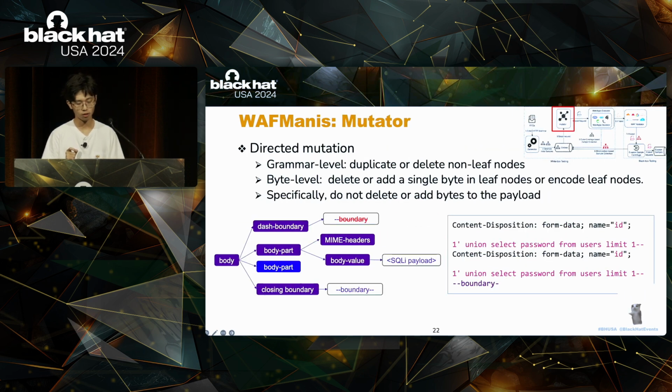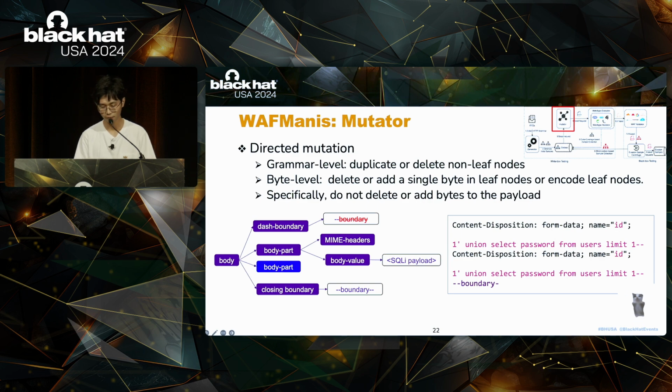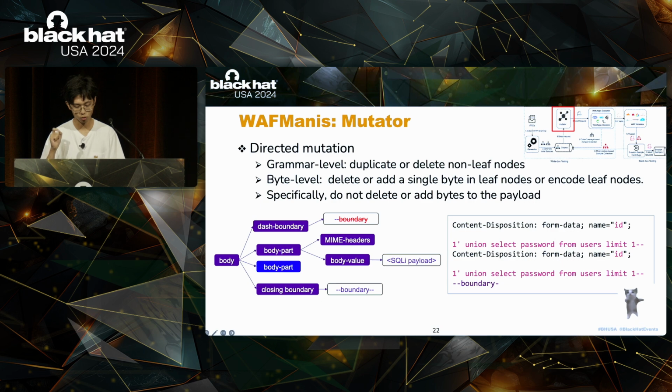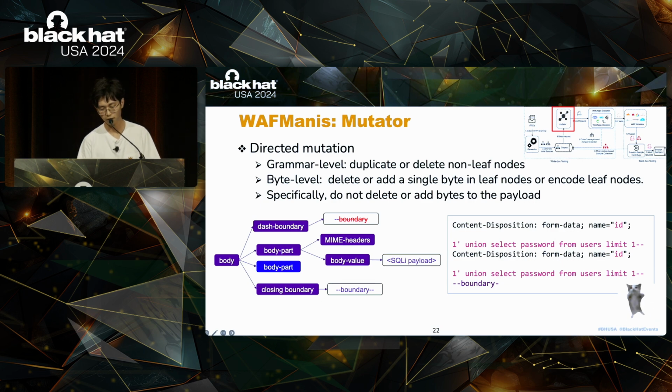Another reason we stored our inputs as an AST rather than the raw messages is that we can mutate the test input at both grammar level and byte level. For grammar level, we can duplicate, delete, and remove a non-leaf node on the AST. For byte level, we can delete or add bytes in the leaf node and encode the leaf node. Specifically, we do not delete or add bytes to the payload, to ensure that the sample can be further applied to any payload.